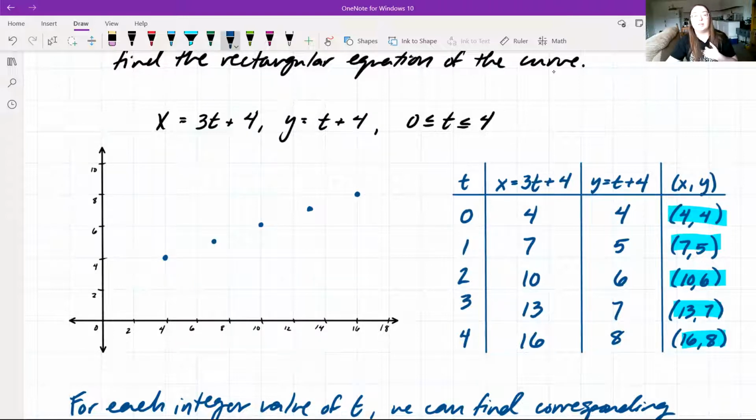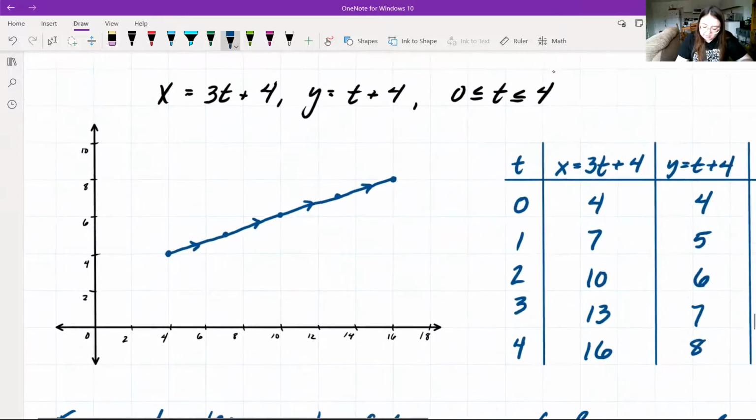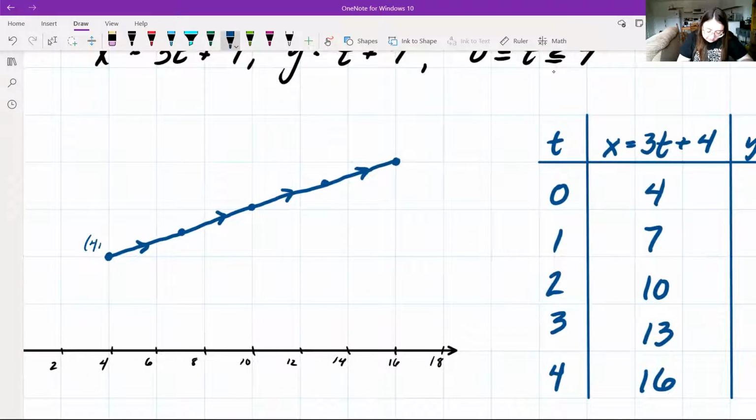So we have our points, and now we can also connect them in order. Starting from our first ordered point, we connect all of our dots in order. We pretend that that's straight. And now what we do is we draw in our arrows signifying the direction that we went in. We can also label our ordered pairs if we would like. We know that this is at (4, 4). This one's at (7, 5), (10, 6), (13, 7), and (16, 8).